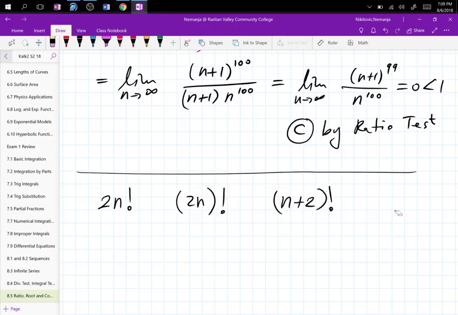So tomorrow we are going to do the rest of the chapter. We have 4 tests left: root, comparison tests, and alternating. And then we're going to start chapter 9. We will finish chapter 9 this week.